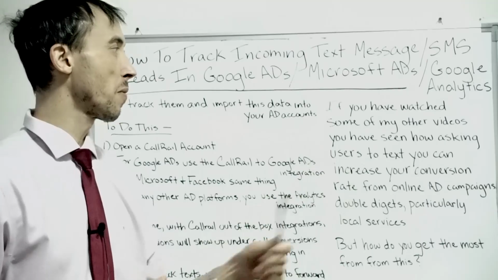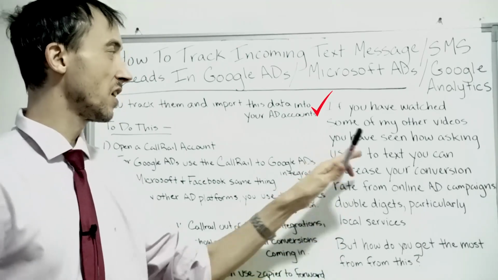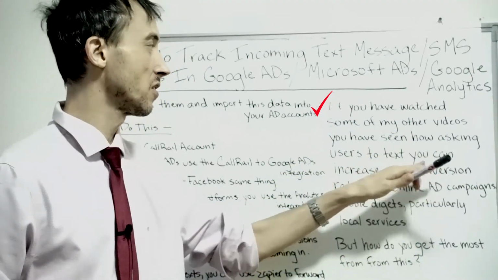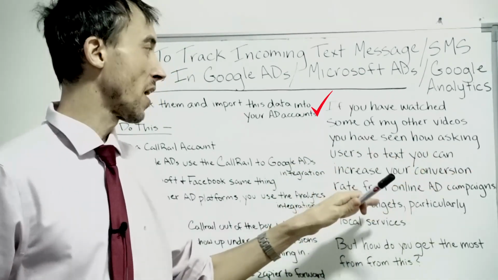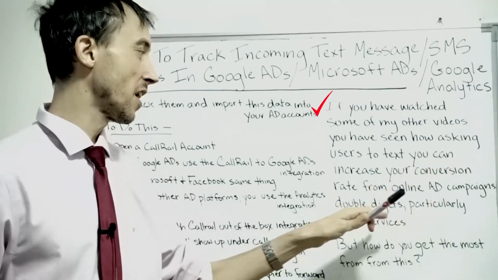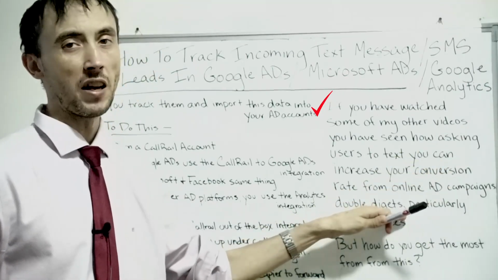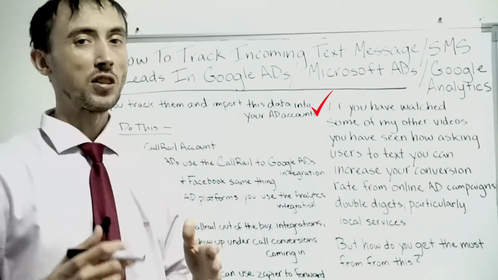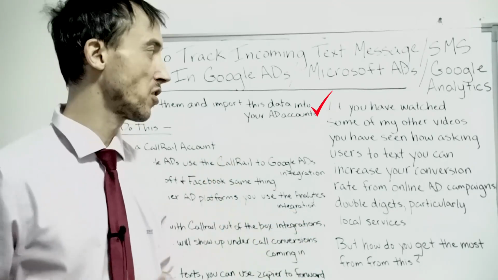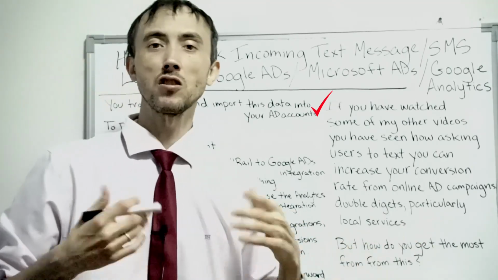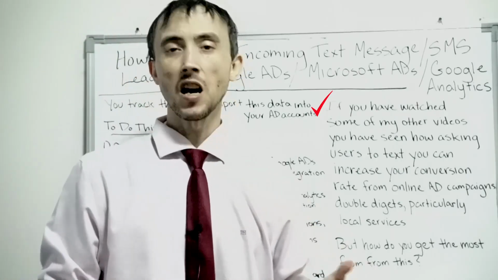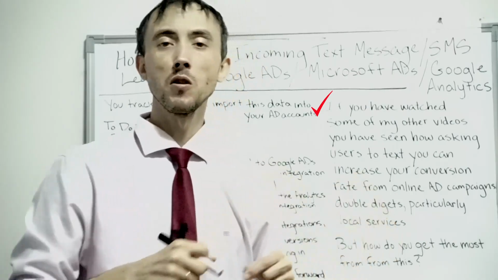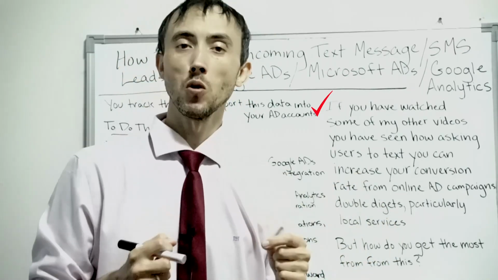So if you've watched some of my other videos, you've seen how asking users to text you, which if you want more about this, you watch my other videos, you could increase the conversion rate from the ad traffic that you're getting from your ad campaigns in the double-digit range, meaning you could get 10, 20, 30, 40, 50% more conversions on the same amount of traffic by asking people to text you, particularly in local services, but not just in local services, e-commerce businesses, national services. And I should say, also for you guys that sell a visual product.